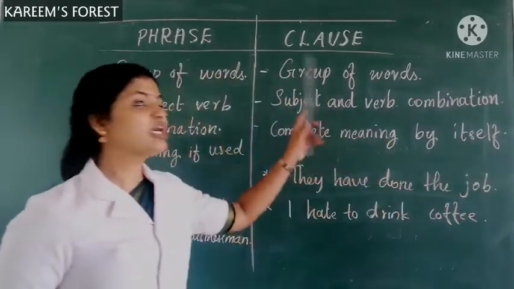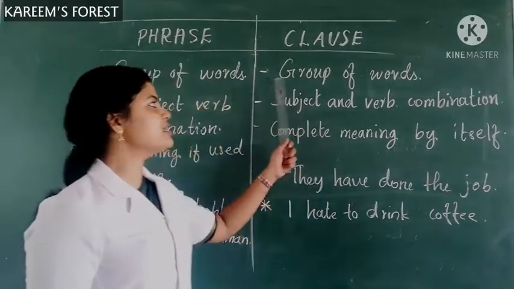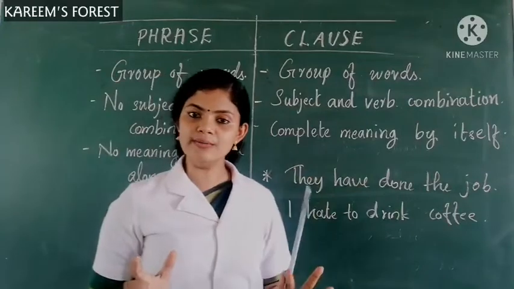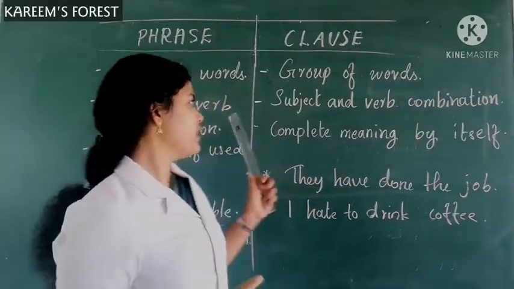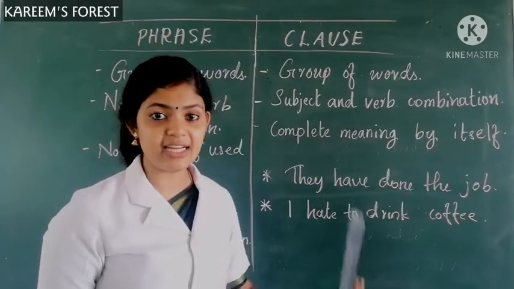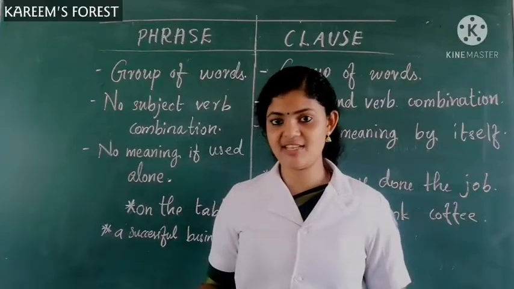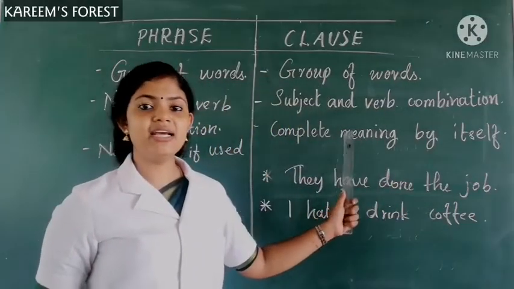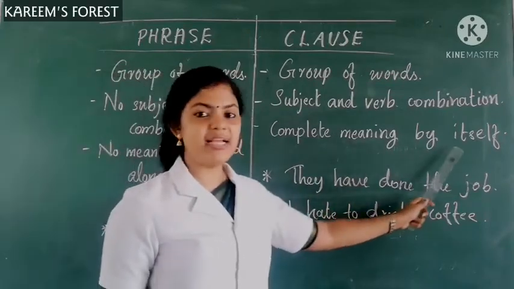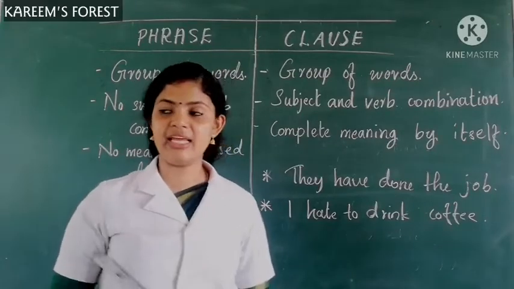Now let's see clause. Okay, clause is also part of a sentence. It is a group of words. Just like a phrase, a clause is also a group of words. But subject and verb combination will be there in a clause. In a phrase, there is no subject. In a clause, there will be subject and verb. Next one, complete meaning by itself. Okay, a clause can give the complete meaning.